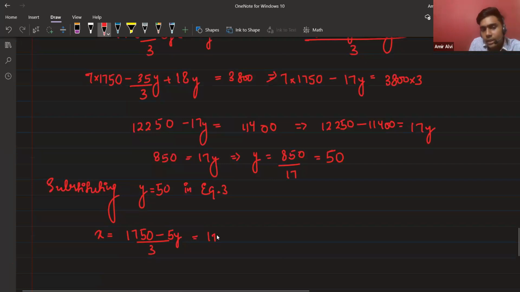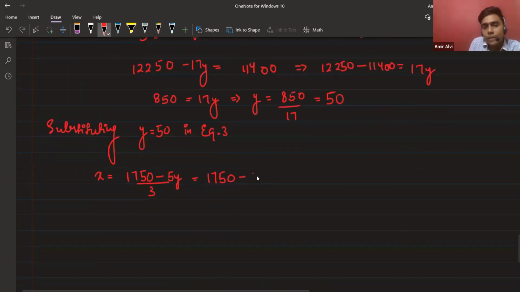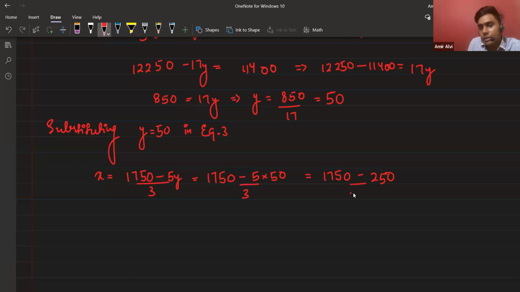Equals to 1750 minus 5 into 50 divided by 3, which is 1750 minus 250. It is 1500 divided by 3, which is equal to 500. Sorry, so basically the cost of bat is 500 rupees.